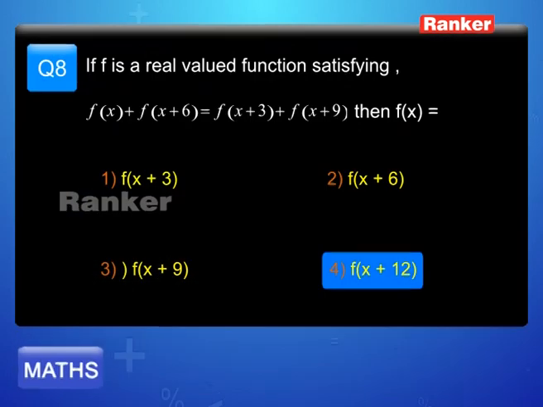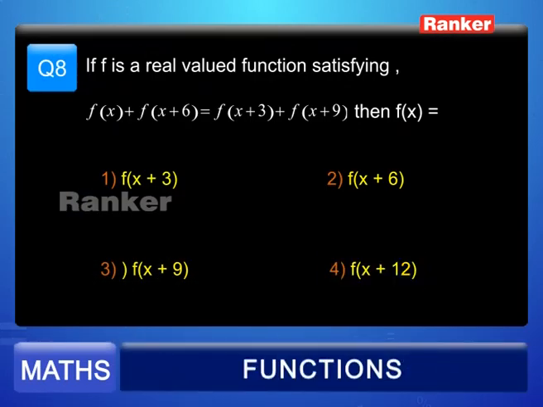Cancelling f of x plus 6, you are going to get the required f of x is nothing but f of x plus 12. Hence, what is the right option? The fourth option is the right option.